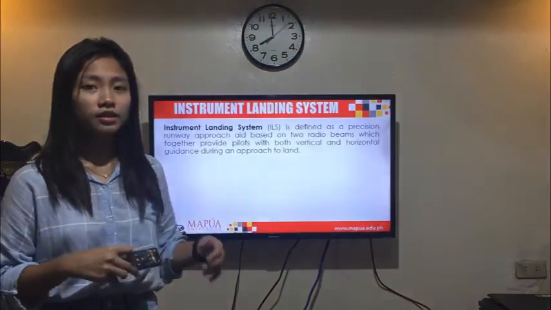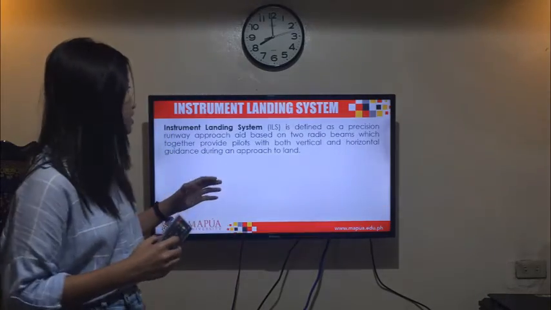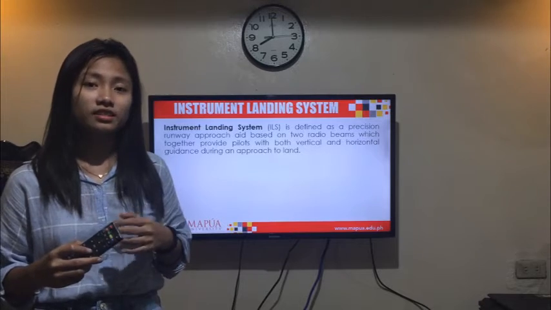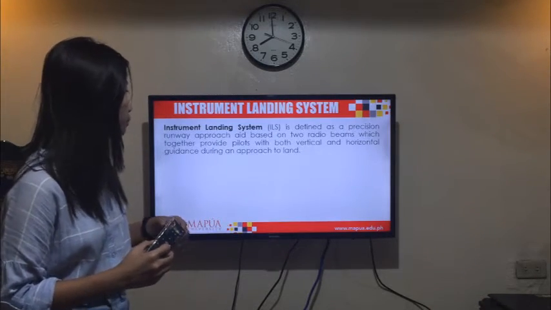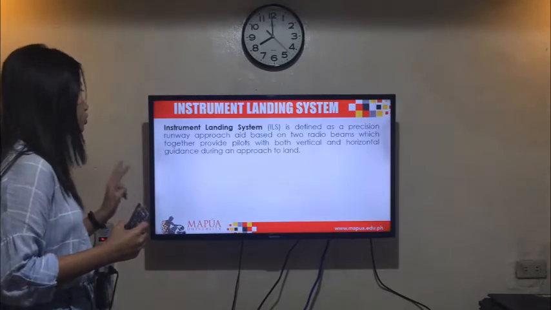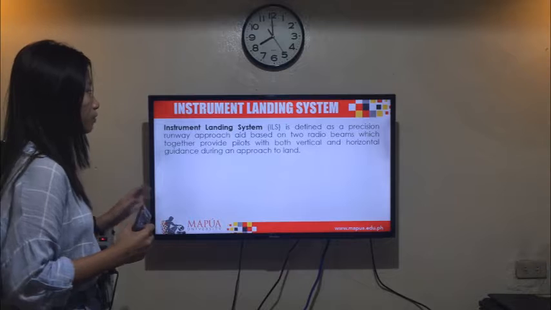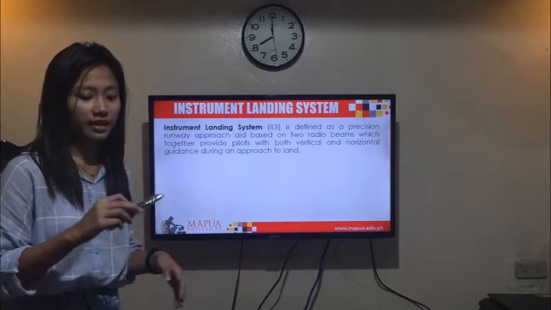So let's define first what is ILS. ILS stands for Instrument Landing System. It is defined as a precision runway approach aid based on two radio beams, which together provide pilots with both vertical and horizontal guidance during an approach to land.